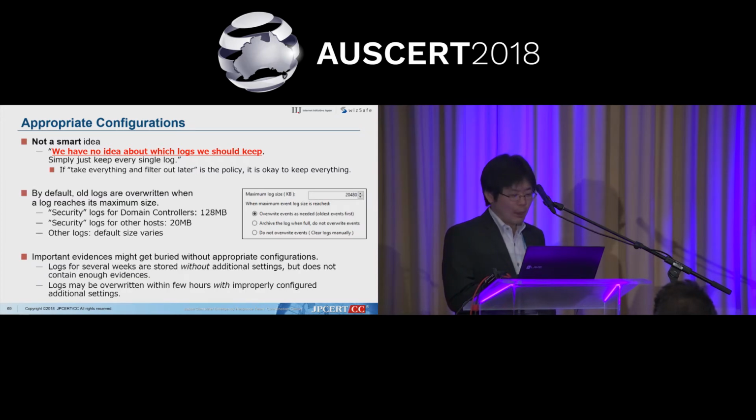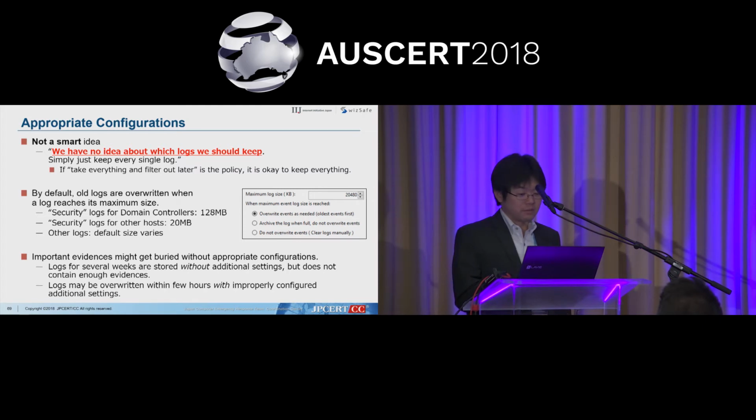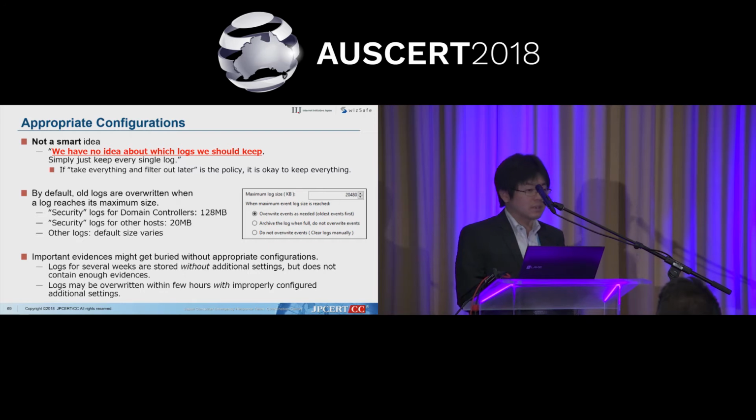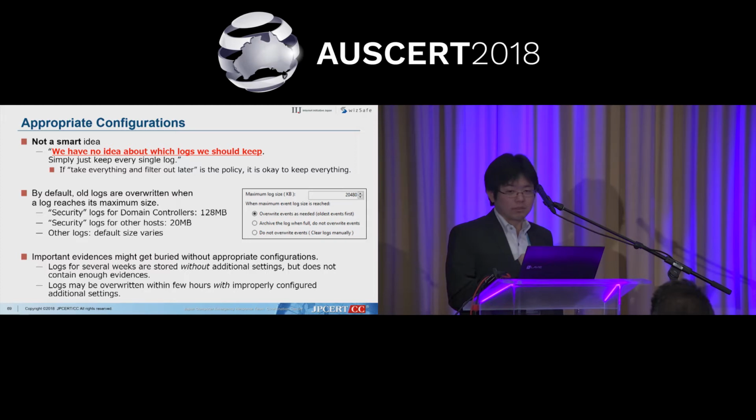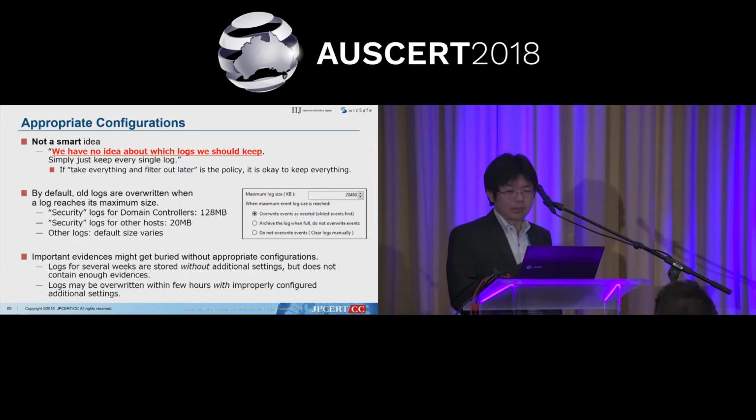Why is that? Because by default, all logs are overwritten when a log reaches its maximum size. And what are the maximum sizes for the event logs? Well, for a domain controller, the security log, where all the audit logs are recorded, the maximum size is 128 megabytes. For the other hosts, the clients and Windows servers that are not domain controllers, it will be 20 megabytes. And for other logs, such as the application logs, the default size varies for each type of log.